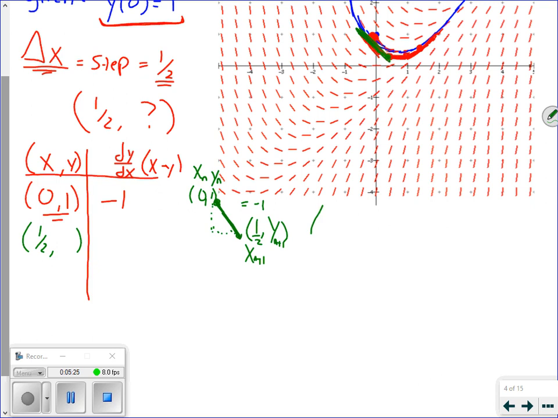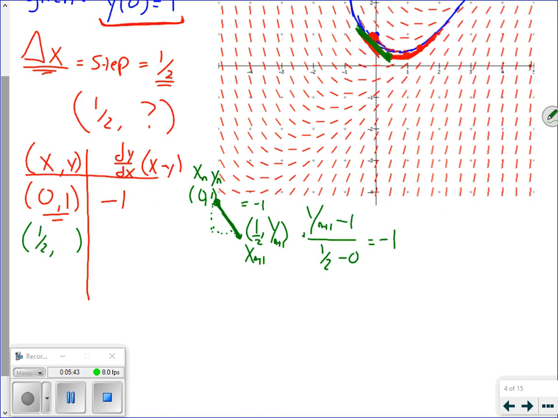It'd be y sub n plus 1 minus y sub n, which I know is 1, over x sub n plus 1, or 1/2, minus x sub n, which is 0. And I know this equals negative 1/2. I'm tracing along this line to figure out this next point. And that's a simple thing to solve.